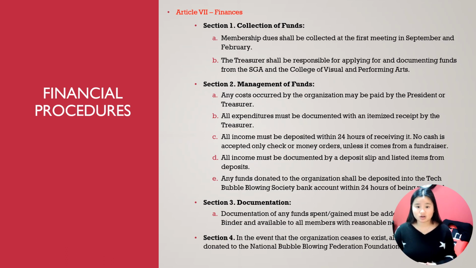The other one is documentation. It's very, very important that you have a section going over how you're going to be documenting the funds that are coming in and out of the organization. And then a good section to include is, in the event the organization ceased to exist, where are the funds going to go? How are you going to manage those funds? Who is able to go back and open the bank account or to get the funds, things like that.